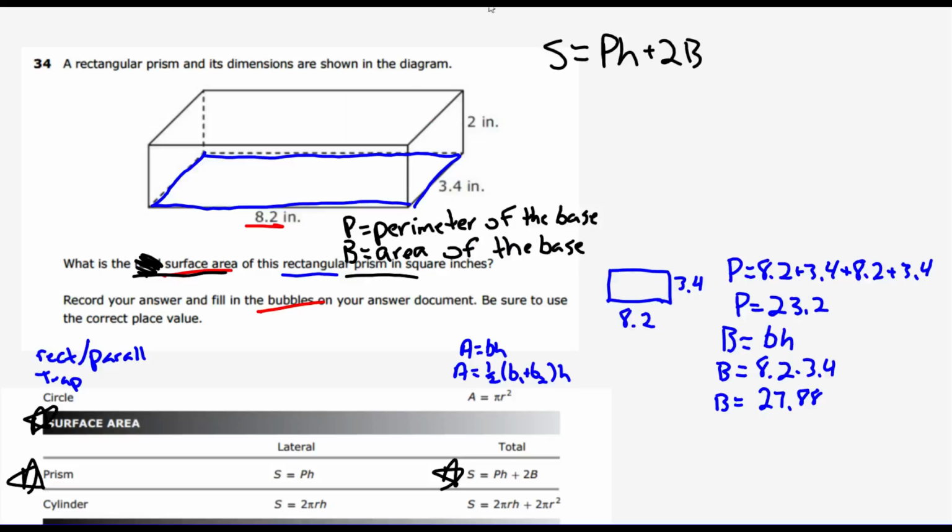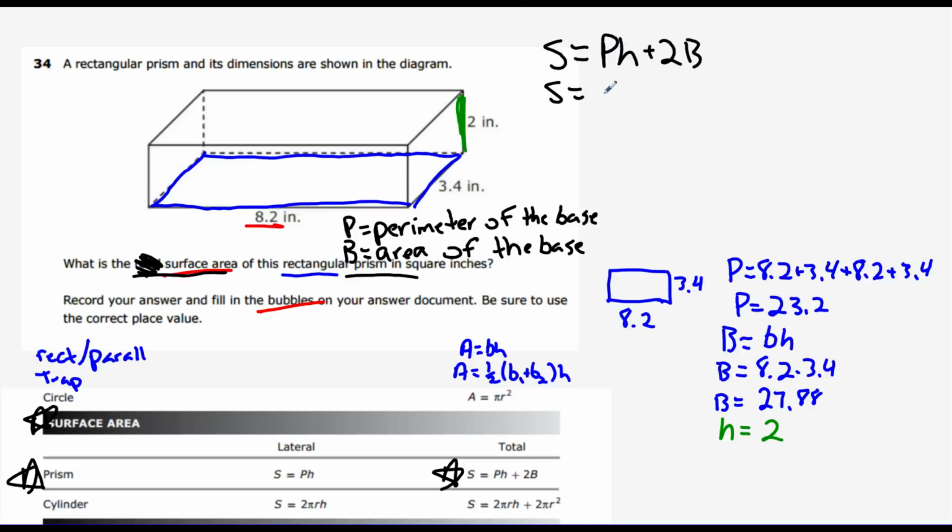So what's left? Found perimeter of the base. Found area of the base. Just need h. So h is the height not of our base rectangle, but of the whole prism. So we come back to the big picture. We say, how far is it from our bottom to our top? Which happens to be this number we haven't used yet. So h is going to be 2. Now once we have all of that done, then we're almost finished.